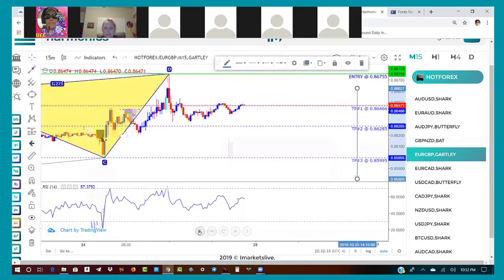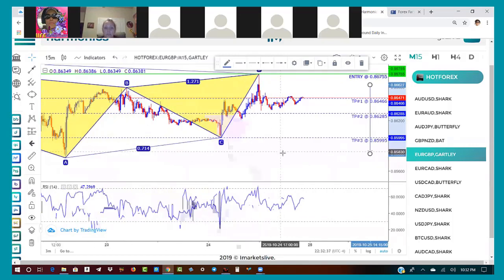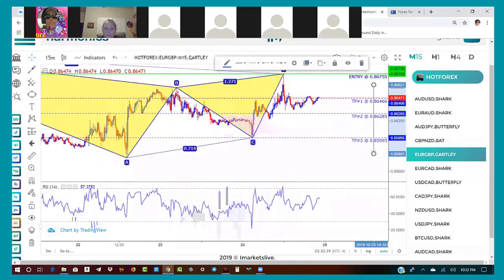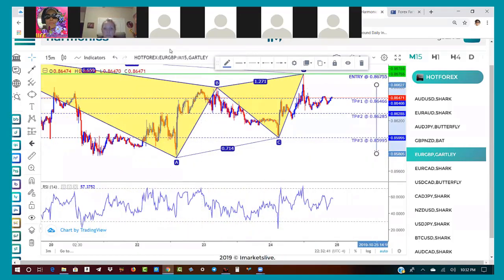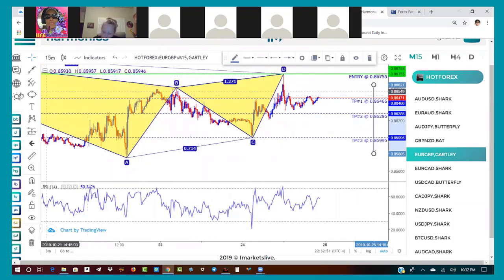Wait, why is that a C now? I thought it was... Oh, sorry, because it's different. The D is at the top. You see here, this is a Gartley. You see this Gartley, but the D now is at the top. Don't worry about A, B, C for now. Focus on the D only. If it's a Shark or a different pattern, we'll have the D at the top or the D at the bottom.